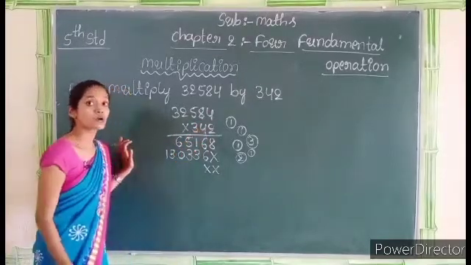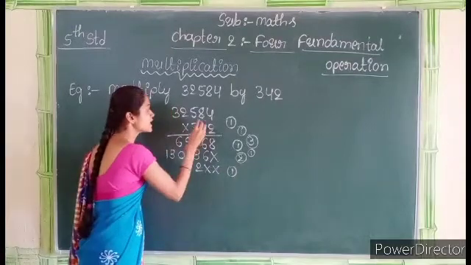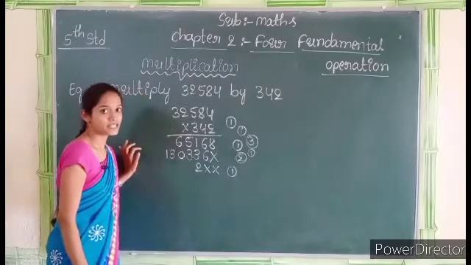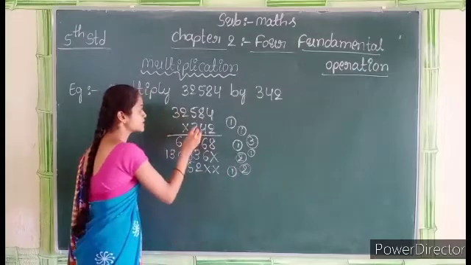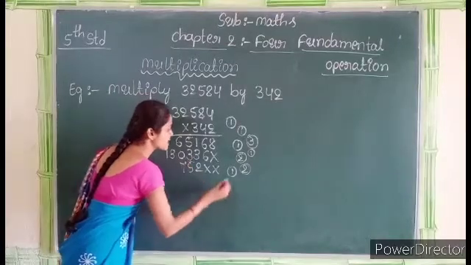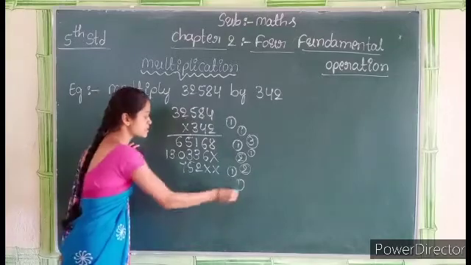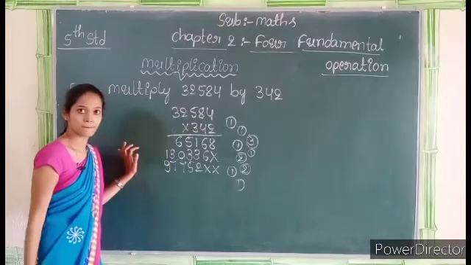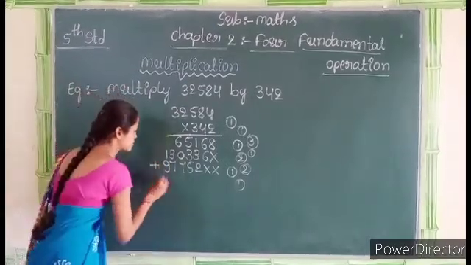3 4s are 12. I will write 2, then 1 carry, then 3 8s are 24. 24 plus 1, that is 25. I will write 5, then 2 carry, then 3 5s are 15. 15 plus 2, 17. I will write 7, then 1 carry, then 3 2s are 6. 6 plus 1, that is 7. 3 3s are 9. Okay, now we have to add these products.